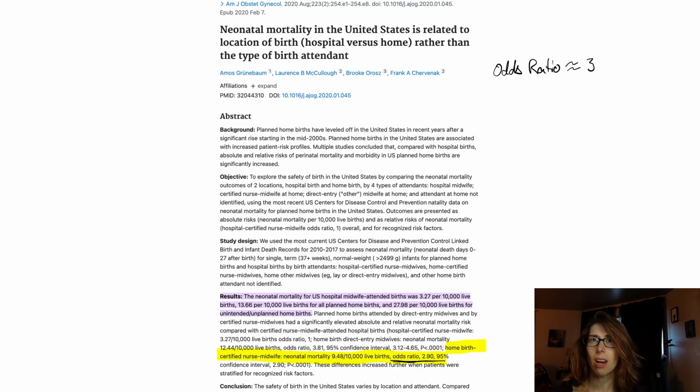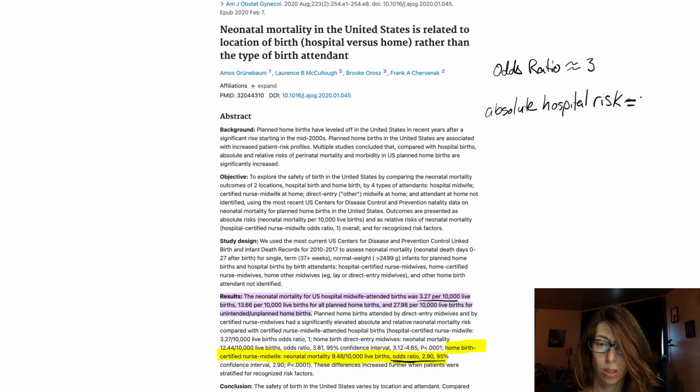But the risk in the hospital is so low to begin with that a 3 times increase is a very small increase. So in purple, you can see that the absolute neonate mortality rate in the hospital is 3.27 in 10,000 births. That's 0.0327% mortality. So I'm just going to round that to 0.03% mortality to make things a little easier on us.